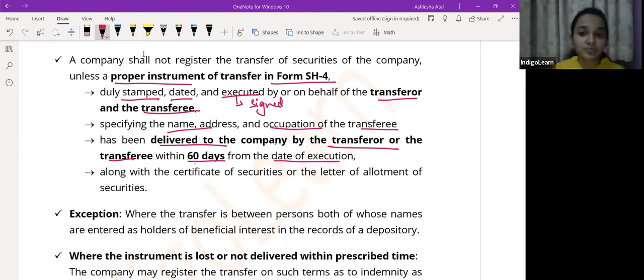And within 60 days, this document has to be delivered to the company along with the certificate or letter of allotment. Certificate मतलब share certificate or the letter of allotment.